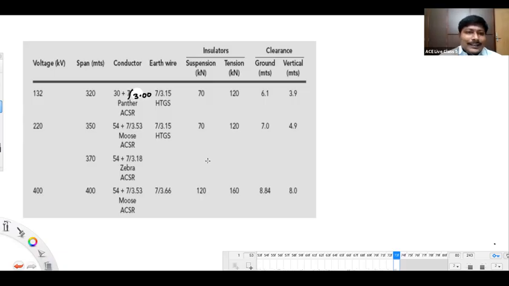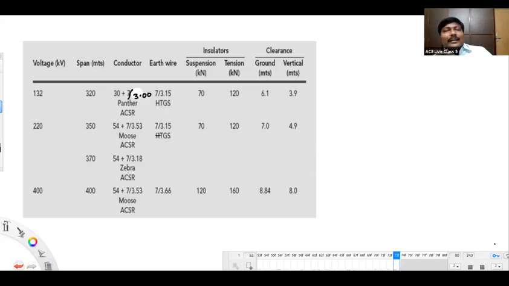Kindly listen. These conductors are denoted with animal names for easy identification. Maybe if you compare the moose and zebra, zebra may be of smaller size compared to moose. Moose is a bigger animal, and zebra is a smaller animal.